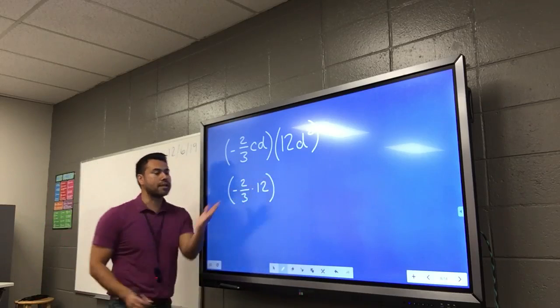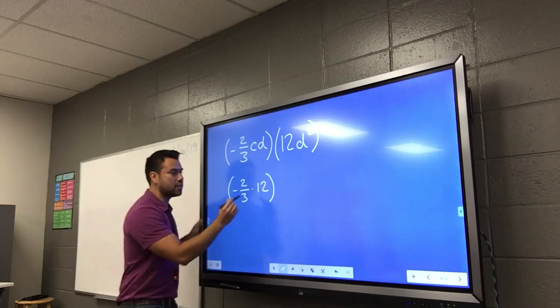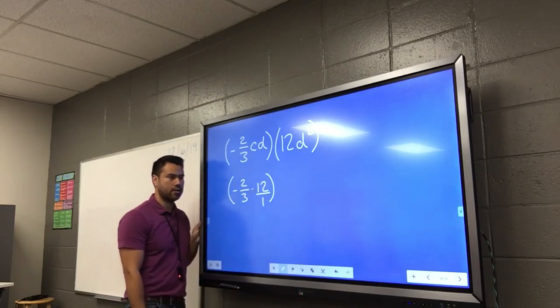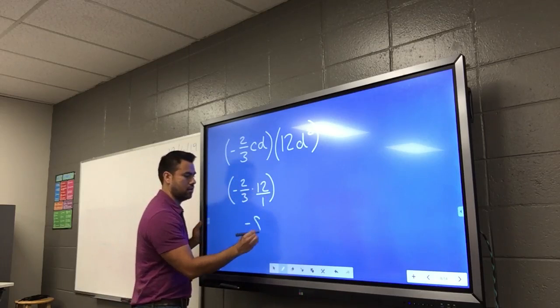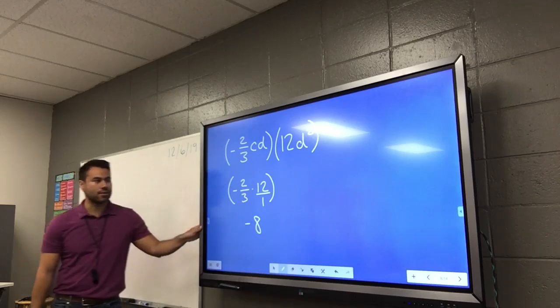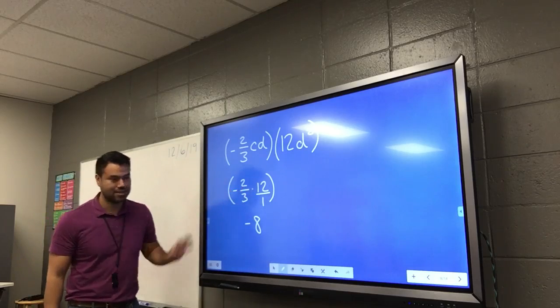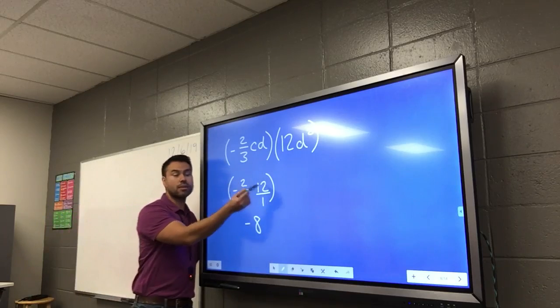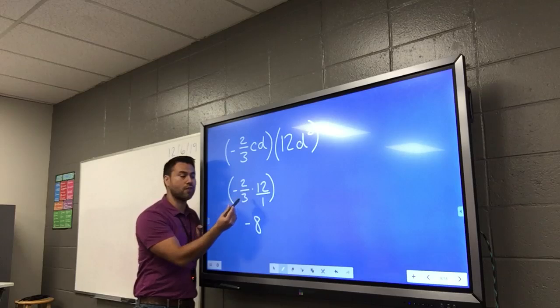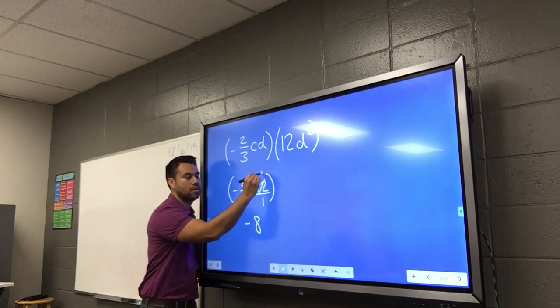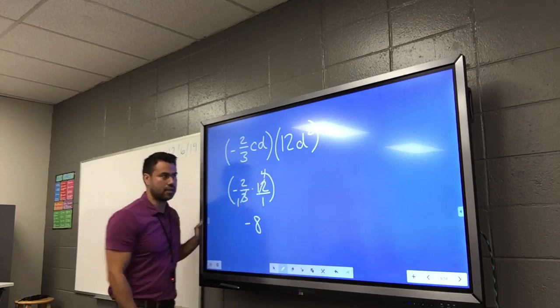So you multiplied the coefficients first, negative 2/3 times 12 over 1. What does that give you? Negative 8. I got negative 8 with that. So 3 times 1 is 3, and then 2 times 12 is 24. 24 divided by 3, or you can cross cancel, and so you still get your 8. Either way, you get it.